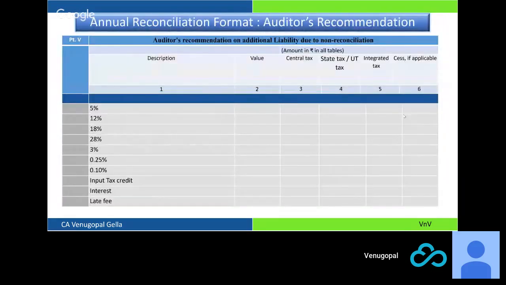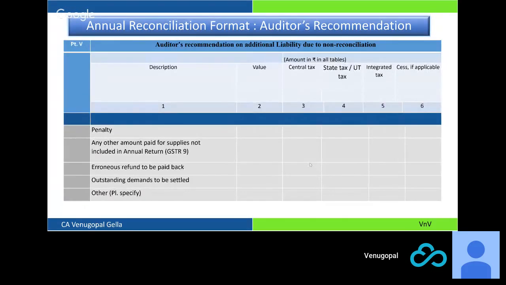Considering both, the auditor will give in part 5, the last table, the final recommendation of the auditor on account of additional liability, either because the rate of taxes is not matching or the input tax credit is not matching. For this liability, both the taxable value and CGST, SGST, IGST, all the amounts have to be given. So the auditor would be giving an additional liability for the SSE and saying that this is the final liability. So the government has released an Excel utility.